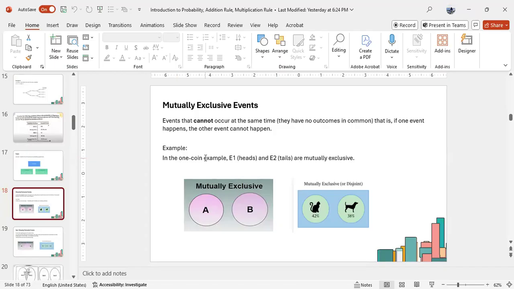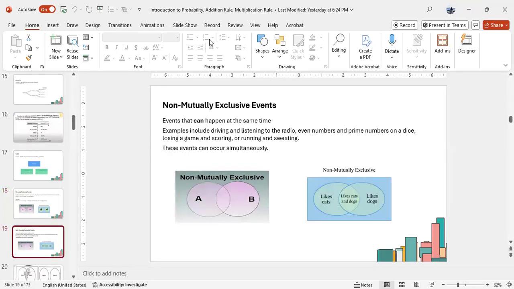Example, in the 1 coin example, E1 heads and E2 tails. Event 1 heads and event 2 tails are mutually exclusive, because whenever we toss a coin, it will either land on heads or on tails. It is not possible for one coin that was tossed a single time to land on heads and tail at the same time. So for mutually exclusive events, here you can see this is an event A and this is an event B. These are completely different events. Similarly, if we say that 42% are cats and 38% are dogs, so these are two different experiments that are not related to each other in any way. Such events are mutually exclusive events that cannot happen together or at the same time.